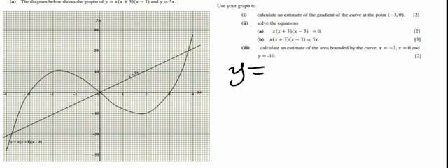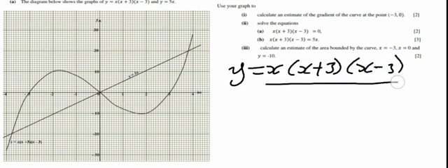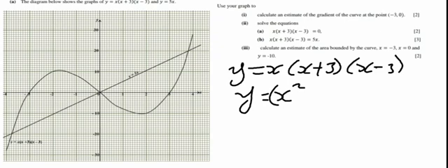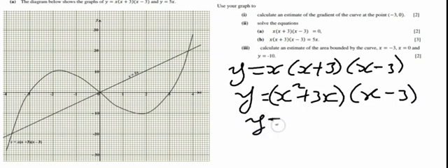So we have y is equal to x(x + 3)(x - 3). Let's make this one in the form of a polynomial. Here we have y is equal to, so this x is going to multiply with this bracket. x multiplied by x, we just get x squared. Then x multiplied by 3, we get 3x. Then from there, y is equal to x squared multiplied by x, we get x to the power 3. Then x to the power 2 multiplied by negative 3, we get negative 3x to the power 2.